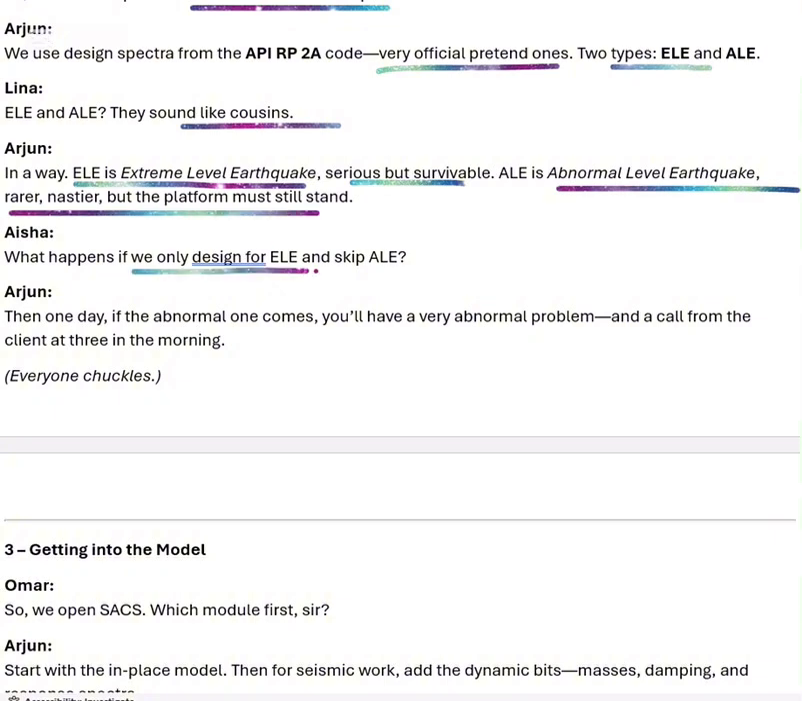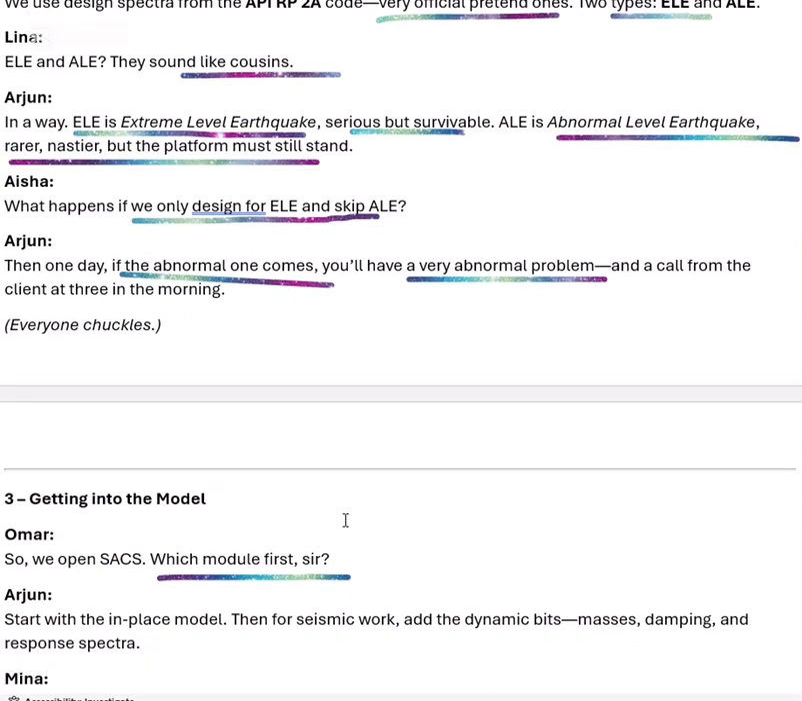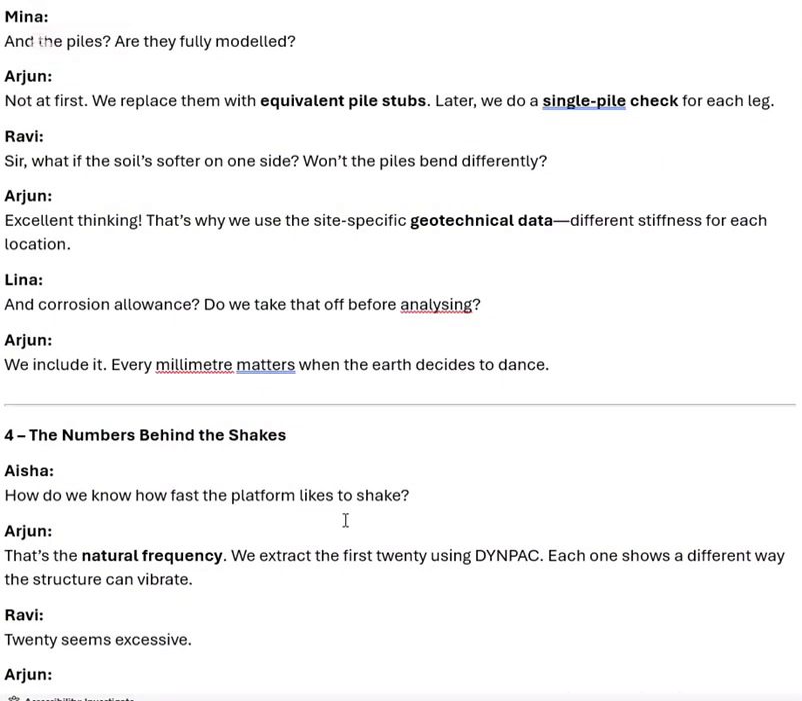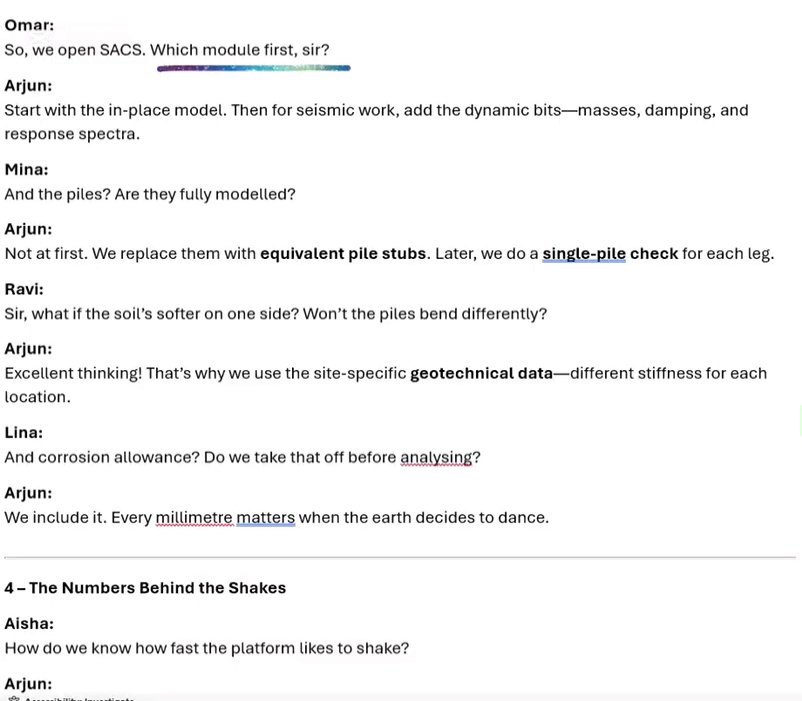What happens if you only design for ELE and skip ALE? Then one day if an abnormal one comes, you will have a very abnormal problem and a call from the client at 3 in the morning. So we open SACS. Which module first? Start with the in-place model, adapt it for seismic work, and add the dynamics: masses, damping and response spectra.